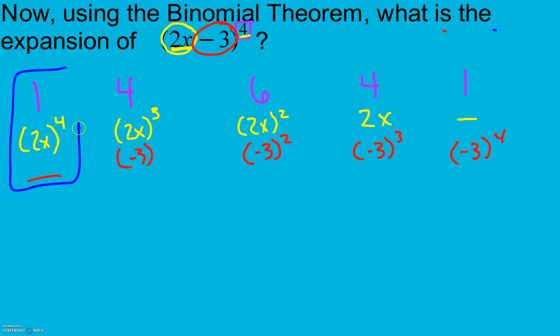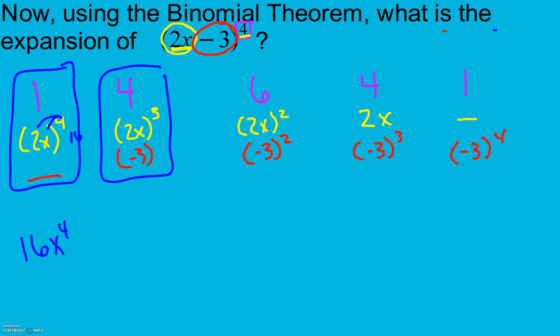The entire column. Keep in mind that exponent goes to both pieces. So 2 to the 4th power is 16. x to the 4th. Here I have 2 cubed, which is 8x cubed. So I take 8 times -3 times 4, and I get -96 x cubed.